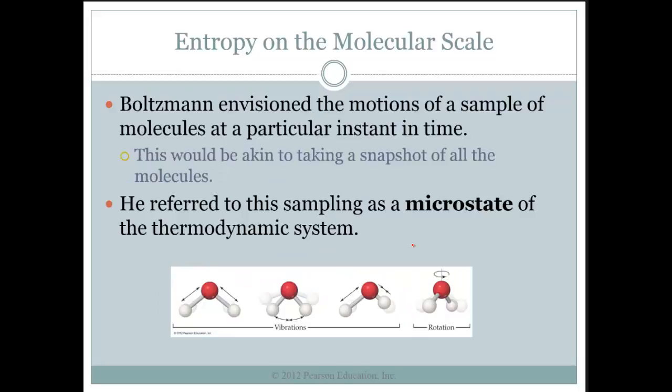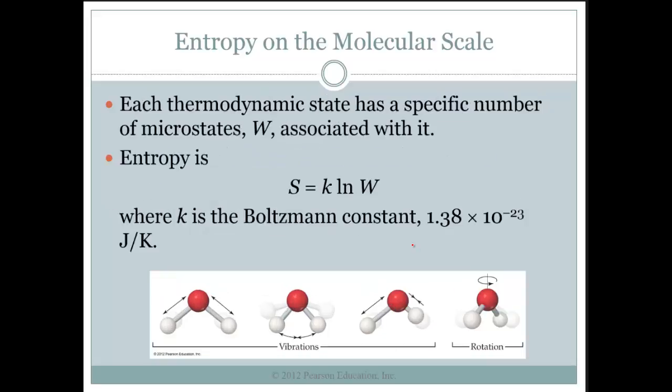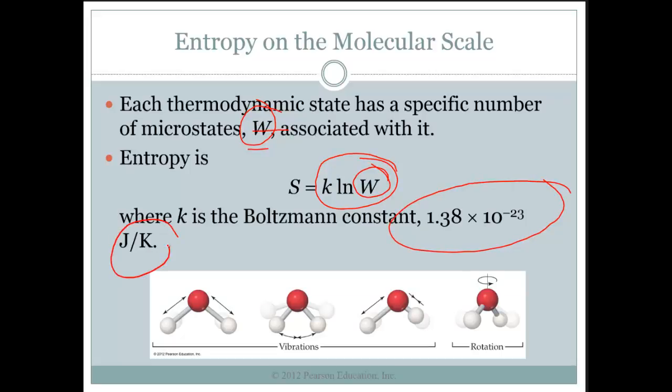Boltzmann envisioned the motions of a sample of molecules at a particular instant of time. This would be akin to taking a snapshot of all the molecules. He referred to the sampling as a microstate of a thermodynamic system. Each thermodynamic state has a specific number of microstates, W, associated with it. So therefore, entropy is k times the natural log of W, those microstates, where k is the Boltzmann constant, 1.38 times 10 to the negative 23 joules per Kelvin.